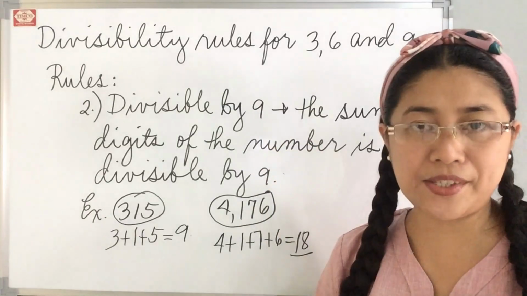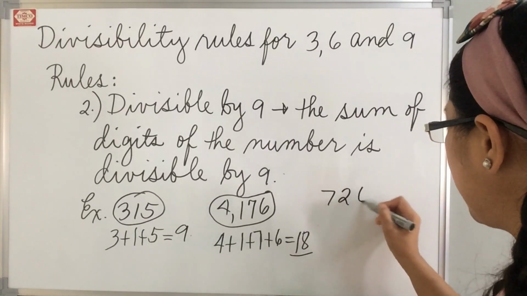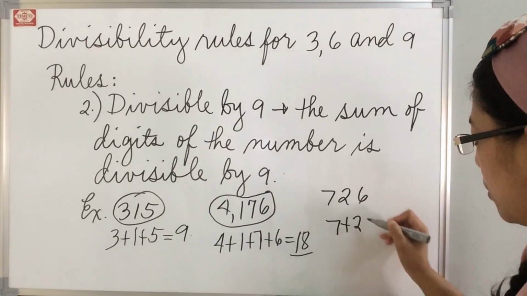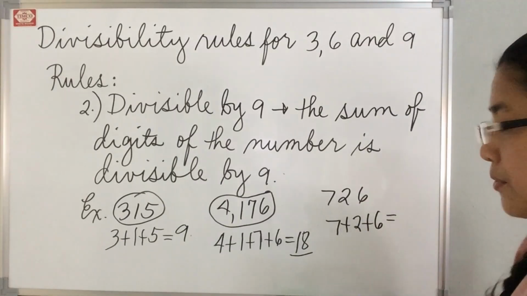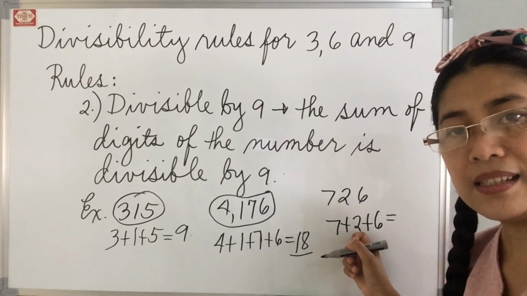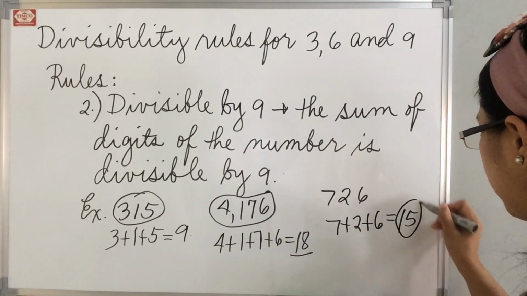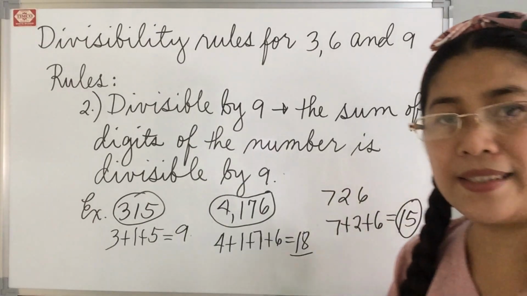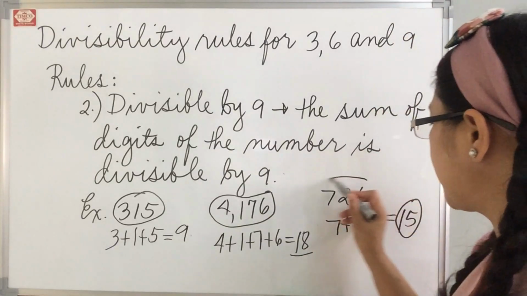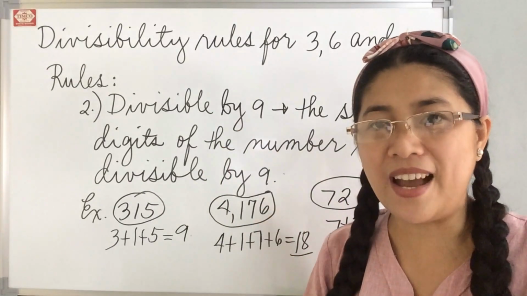How about this one, last number? We have 726. So let's add 7 plus 2 plus 6. So 7 plus 2 is equal to 9. 9 plus 6 is equal to 15. Now, is 15 divisible by 9? No. So therefore, this number 726 is not divisible by 9.